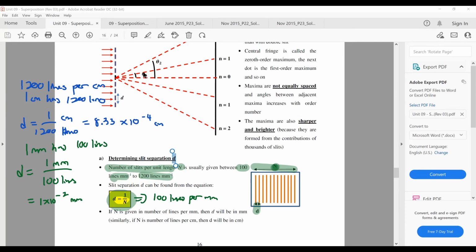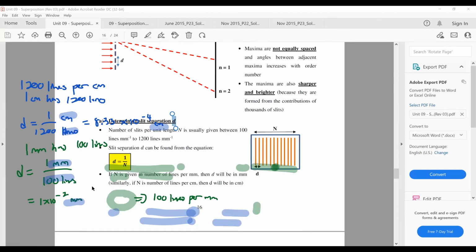So I may mention here, if n is given in number of lines per millimeter, then d will be in millimeter. Similarly, if n is number of lines per centimeter, then d will be in centimeter, because you're taking whatever unit of the per unit length divided by the number of lines, so your unit follows the original unit. If it's something per millimeter, the d will be in millimeter. If it's something per centimeter, then your d will be in centimeter. So be mindful of this.